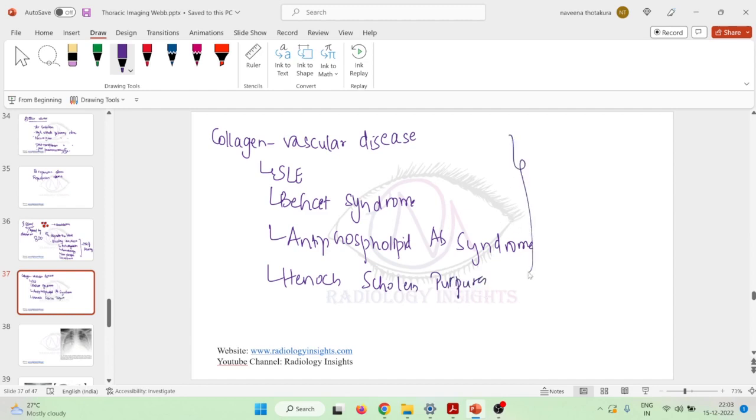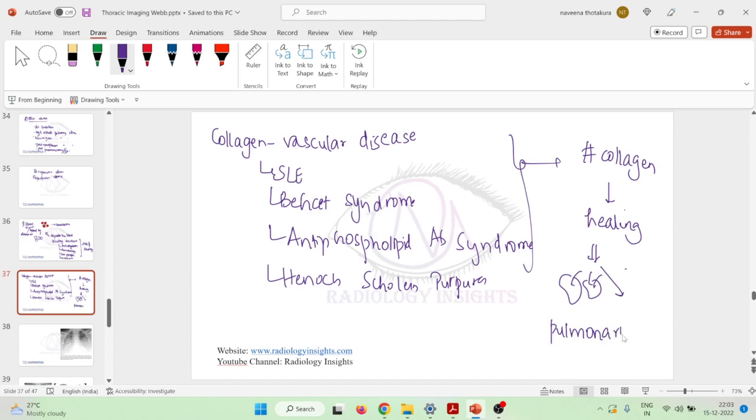In all these, there is a defect in collagen, and collagen is important for healing. So whenever bleeding starts in the alveoli due to any reason, it is very difficult for the bleeding to stop because of the defect in collagen. As a result, in all these conditions we see pulmonary hemorrhage, and thus blood in the alveoli resulting in consolidation.